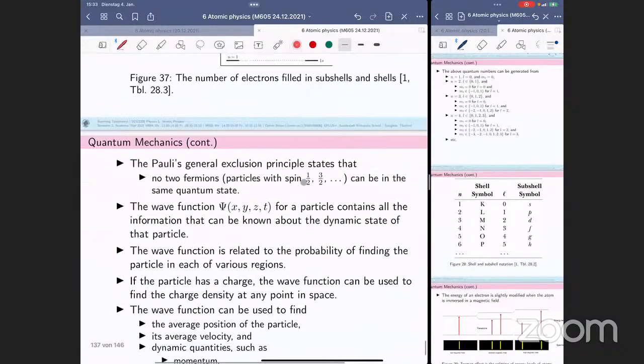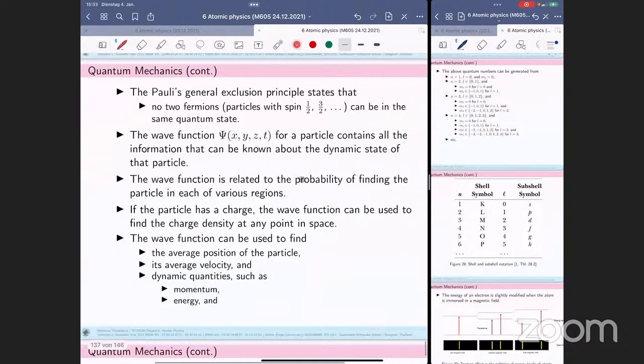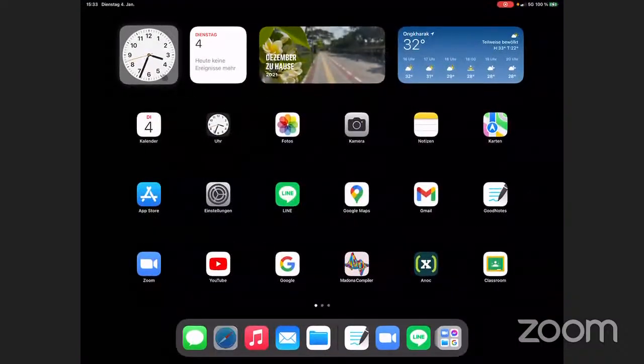Okay, now we arrive at Pauli's general exclusion principle. As I told you, Wolfgang Pauli is an important person.